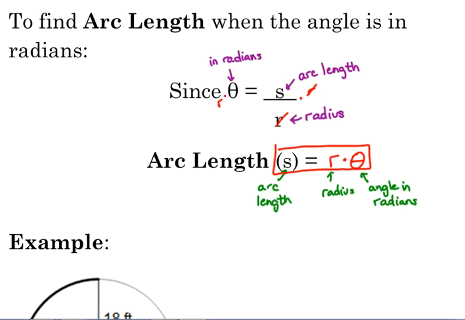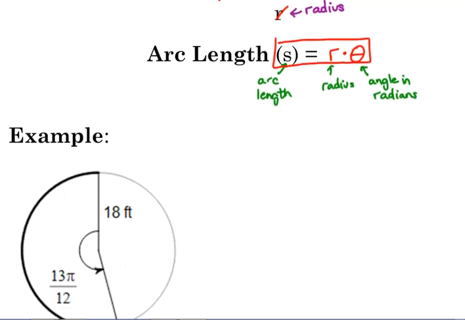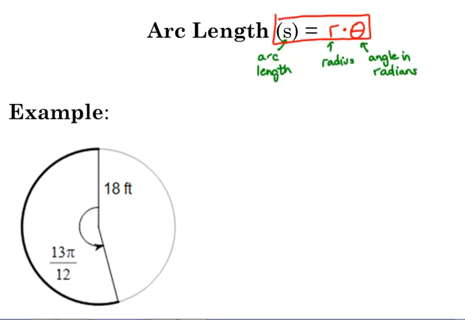Don't forget, I'll remind you of the arc length formula with degrees here in a minute. Let's just use the new one for this example. I just wanted to show you where it comes from. That theta equals S over R is not super important. The important part is S equals R times theta. The arc length is equal to the radius times the angle in radians.